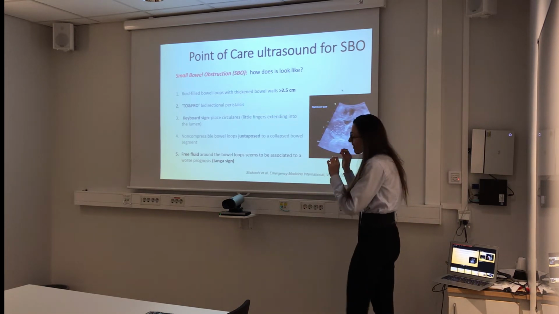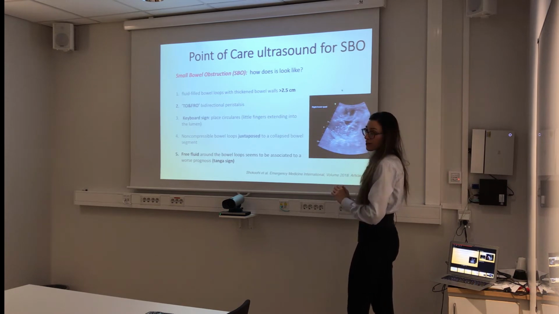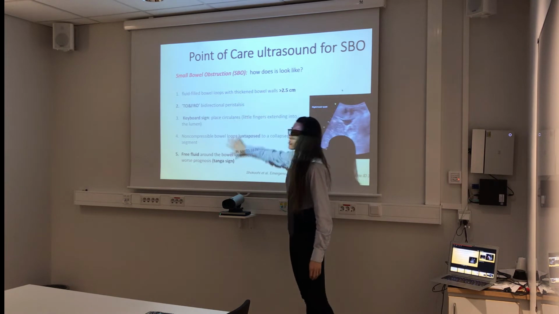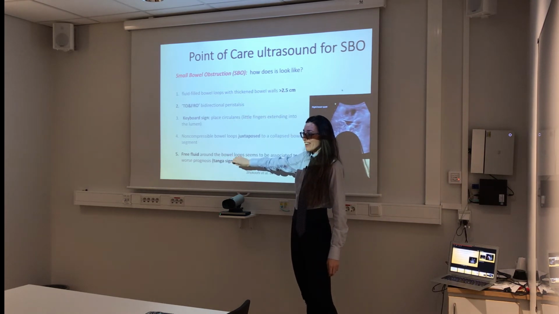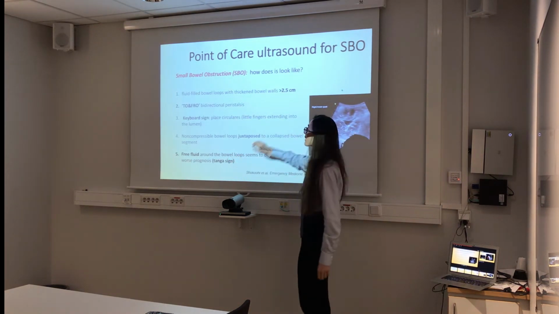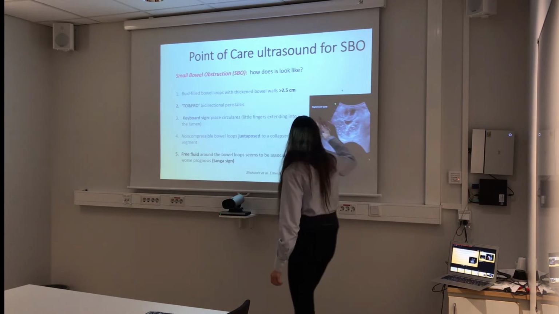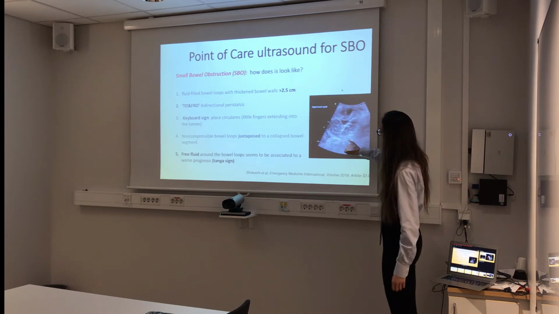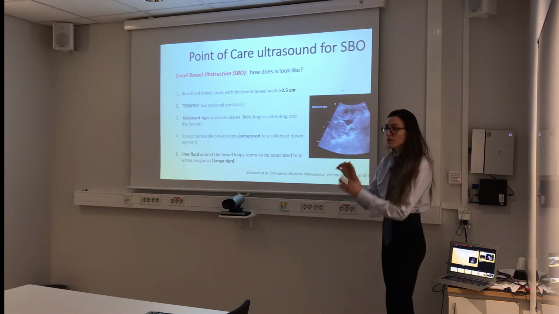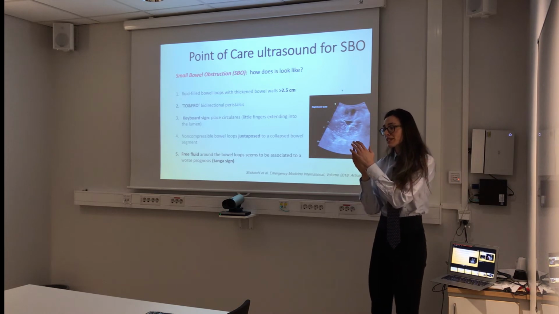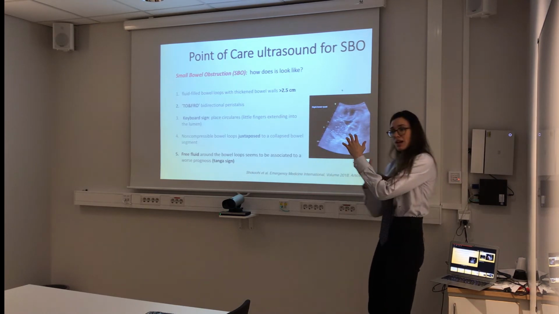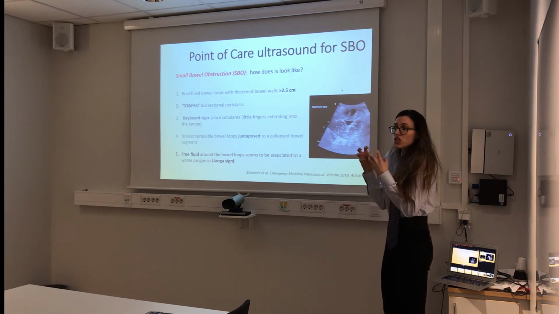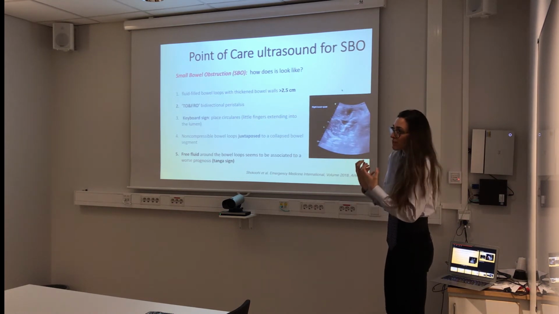Which are the findings that we have if we have a small bowel obstruction? This is basically the most important slide in this presentation: the fluid-filled bowel loops. You see the loops like this with this peristalsis. Can you see almost no peristalsis? We call it to-and-fro, which means that something is going through, something is coming back. This is called to-and-fro peristalsis because it's very, very slow and there is no real peristalsis.